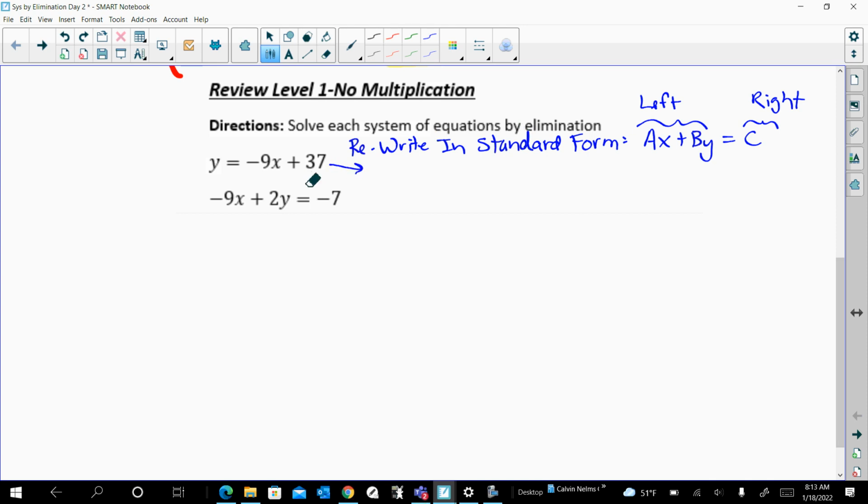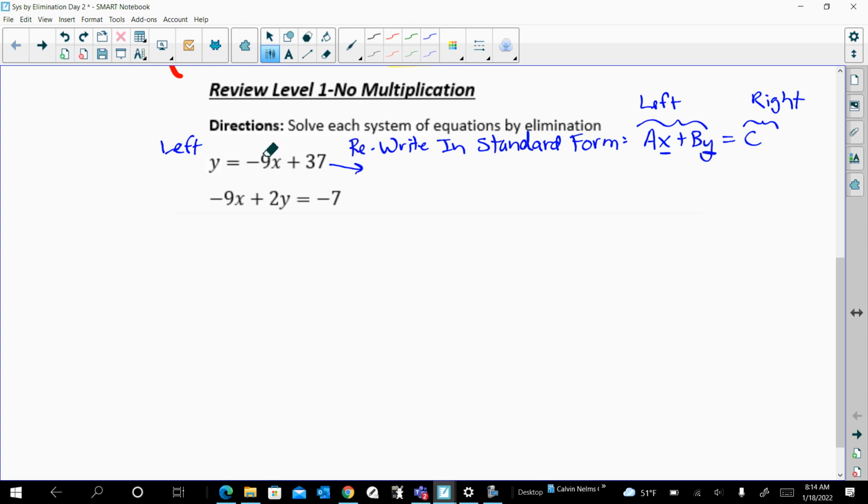Which term needs to go to the left side? Because we have to have x's and y's on the left side of the equation. This is the left side, guys, if you're not sure. What term is on the left side right now? Y. But we have to have an x and a y. So which term needs to move? The negative 9x needs to move.